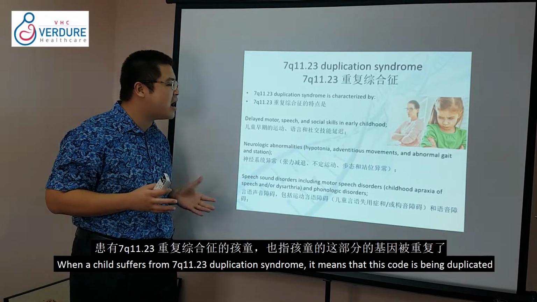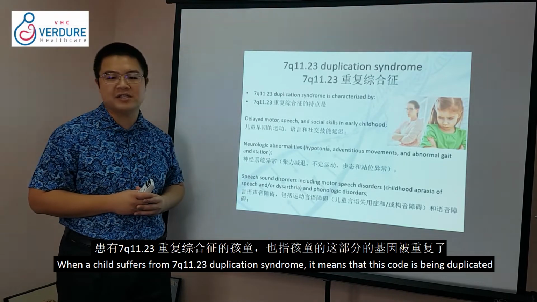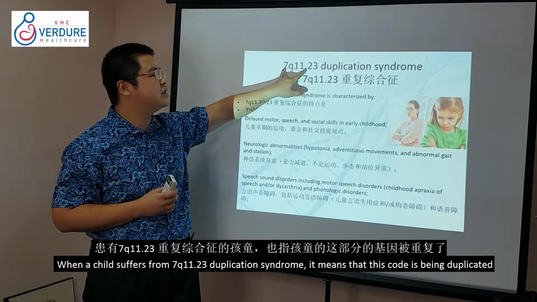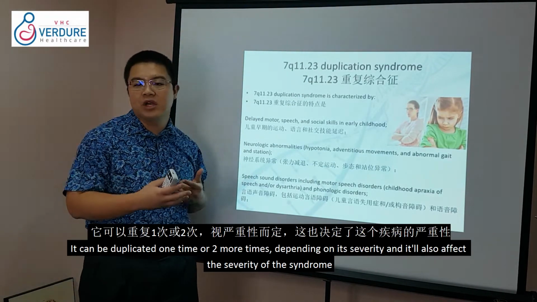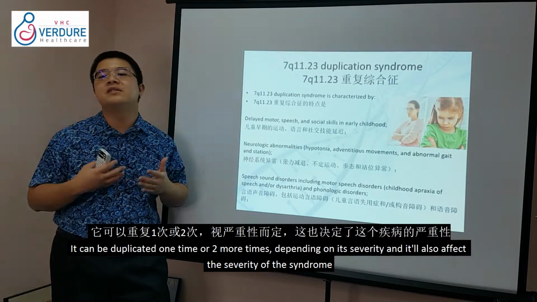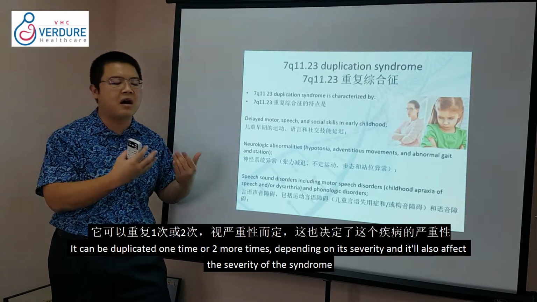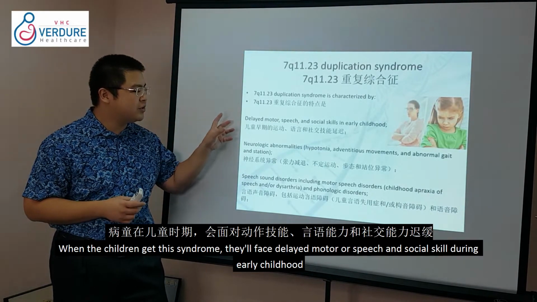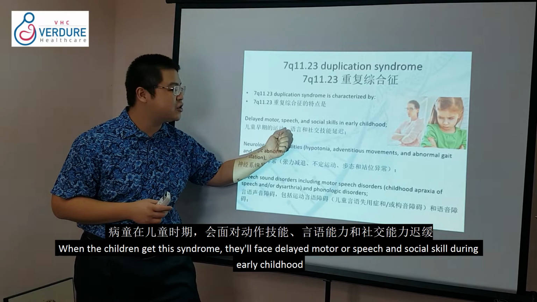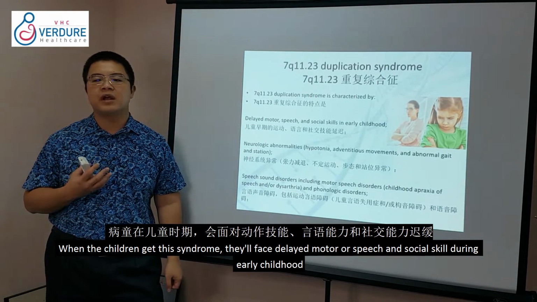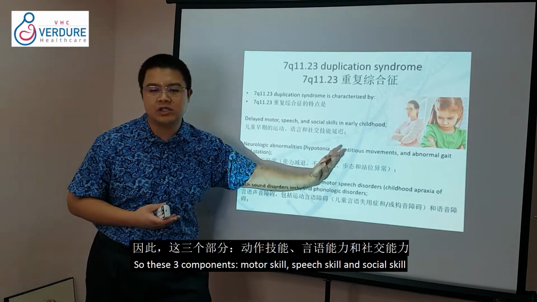When a child has 7q11.23 duplication syndrome, it means that this particular genetic code has been duplicated. It can be 1 more time or 2 more times depending on how severe it is, and of course it will also affect the severity of the syndromes. When children get this syndrome, they will face delayed motor, speech, and even social skills during early childhood. So these are 3 components: the motor skill, speech skill, and social skill.